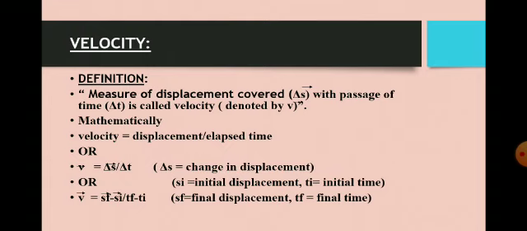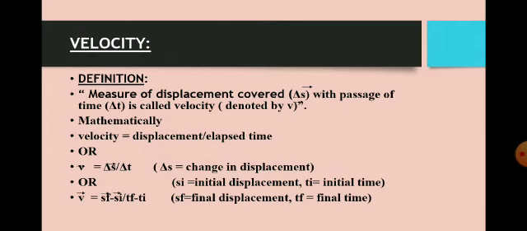As the displacement is represented by delta s with an arrowhead because it is a vector quantity, and the time is represented by delta t, and therefore the velocity is represented by small v as that of the speed, but the difference between them is of an arrowhead. Velocity is a vector quantity, therefore we will put an arrow over the v.